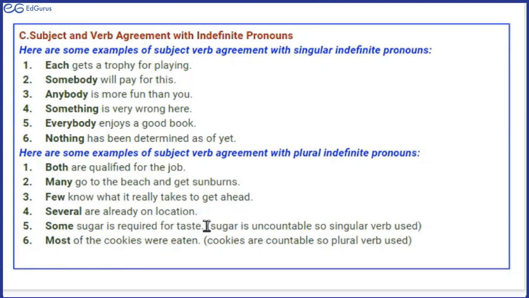Some sugar is required for taste. Now, what verb is here? Some is a pronoun here, but we have used "is" with the pronoun, right? Why here "is"? Because sugar is uncountable. Is that clear? Sugar is one item. So some sugar. Sugar is uncountable, so a singular verb has been used here.